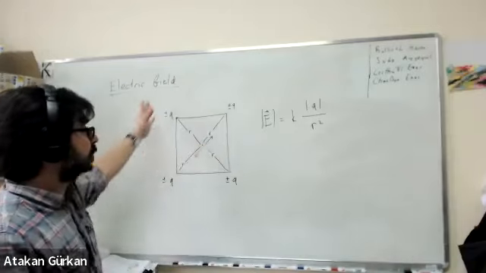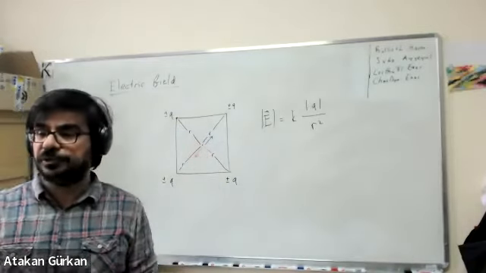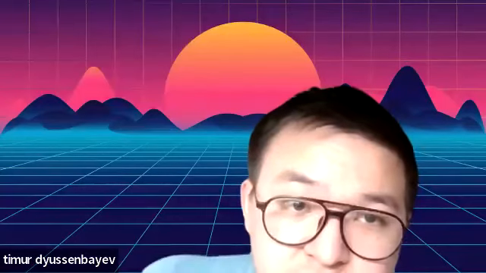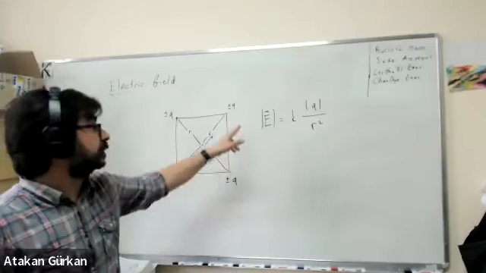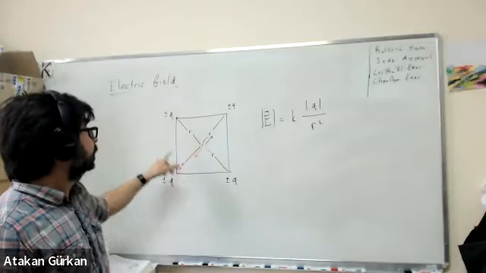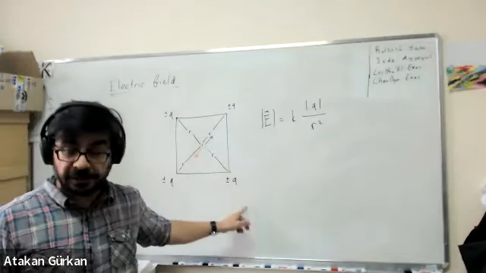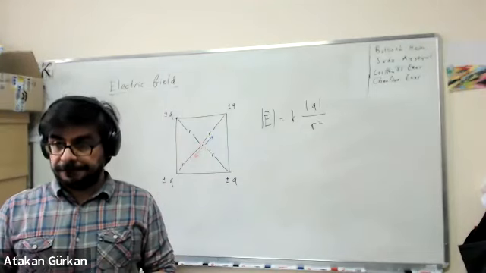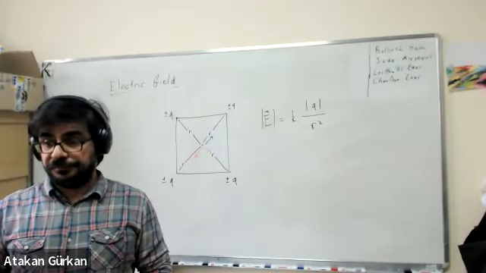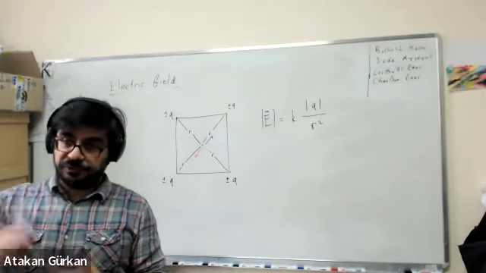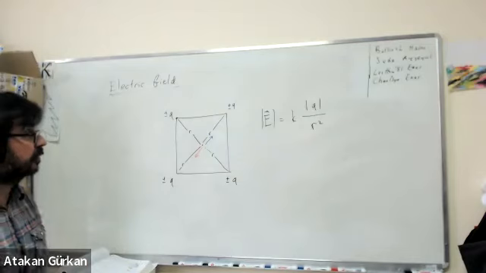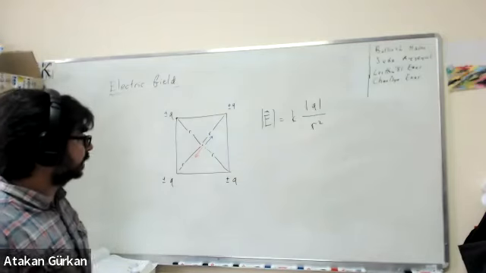If they were all plus Q, what kind of electric field would you produce at the center? Zero. It's zero, right? They will all cancel. The electric field produced by this one will be cancelled by that one. The electric field produced by this one will be cancelled by that one. The vector sum will be zero. Same thing if they're all negative. The corner charges will cancel each other. The opposite, diagonal charges will cancel each other, and you'll get zero.